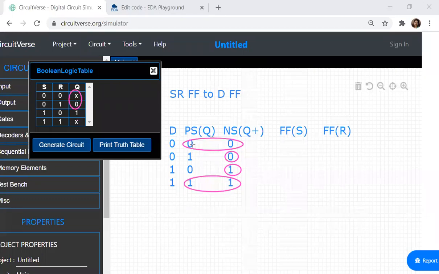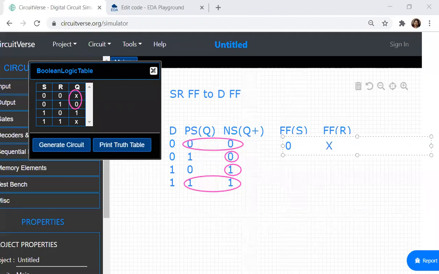You can see present state is 0, next state is 0. So present state is 0, next state is 0. My S value is 0 in both the cases. But my R value is changed to 0 and 1. Even if you take the other case, it is changed to 1. So what happens? This value will be equal to 0. And my R value has changed. You can see both X and 0 is there. So I will write it as X. My R value will be X.